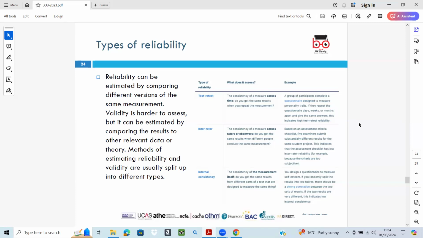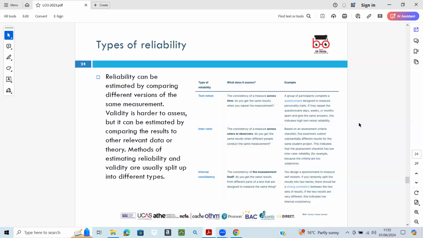Then we have internal consistency reliability. Internal consistency reliability assesses the extent to which the items within a measurement tool are interrelated and measure the same underlying construct. Common measures of internal consistency include Cronbach's alpha and split-half reliability. This type of reliability is important when using multi-item scales or questionnaires to ensure that all items are measuring the intended construct consistently.